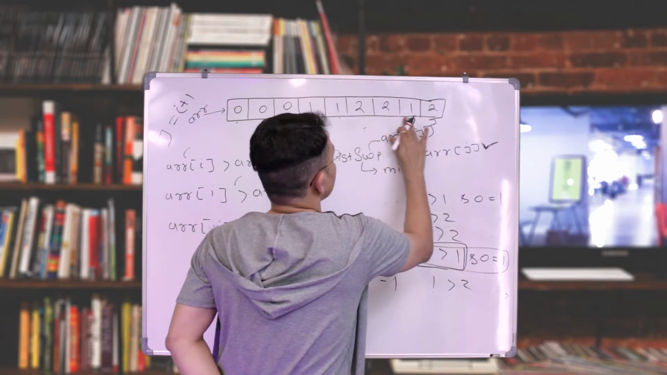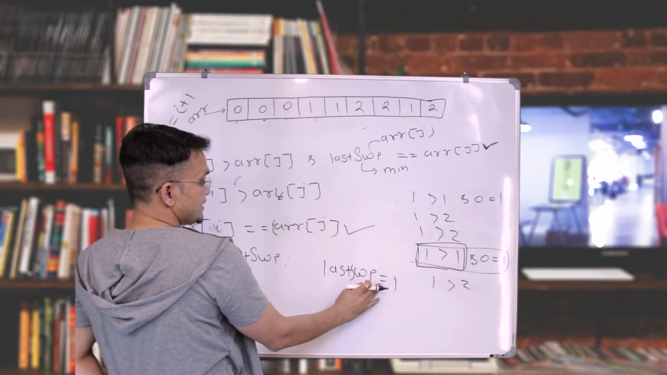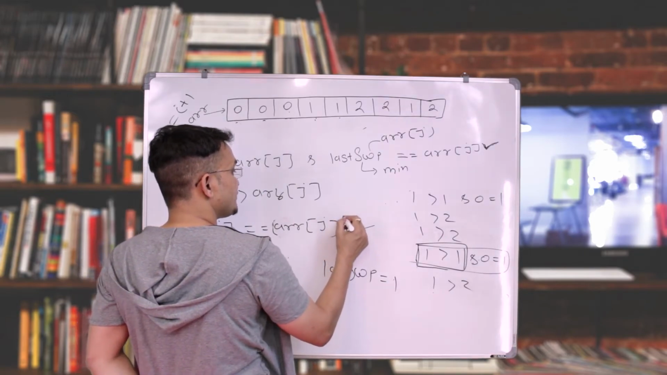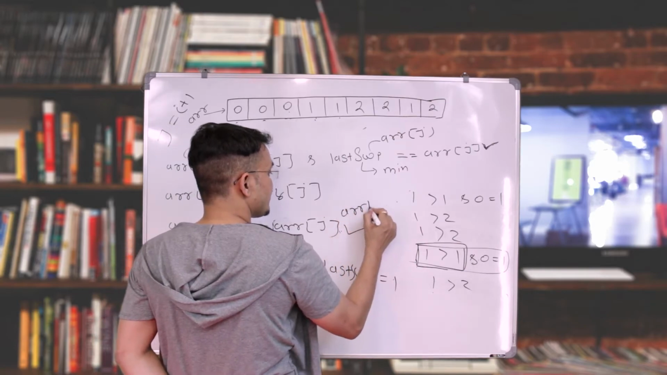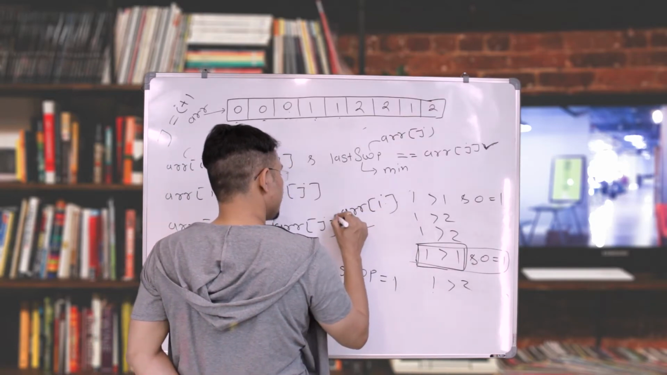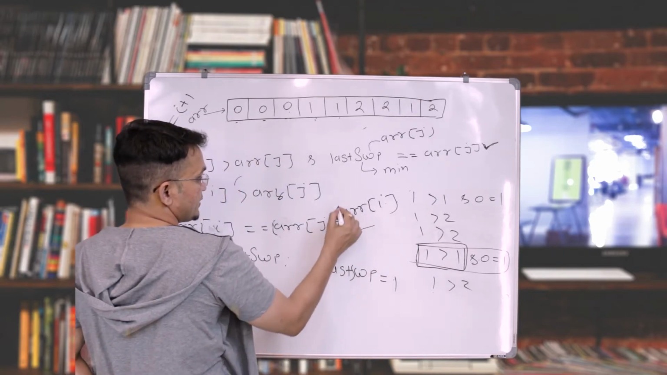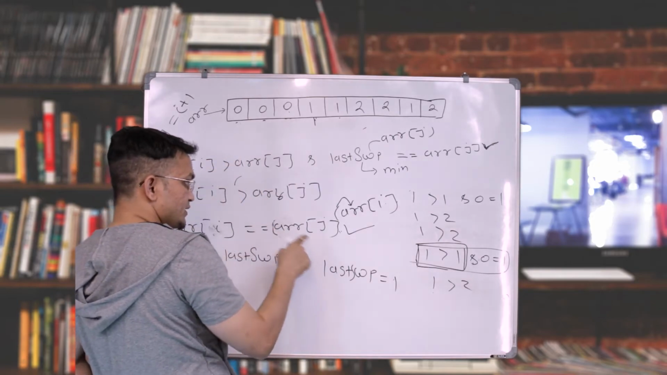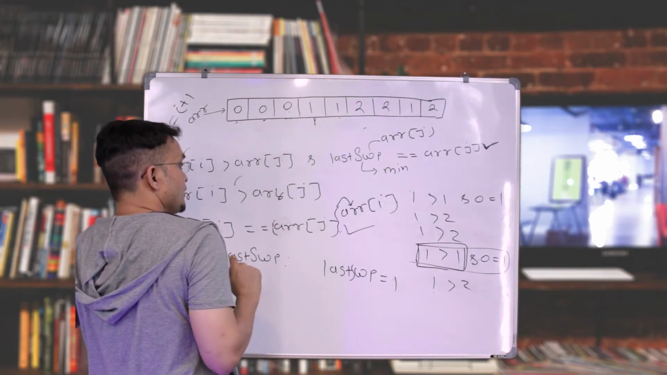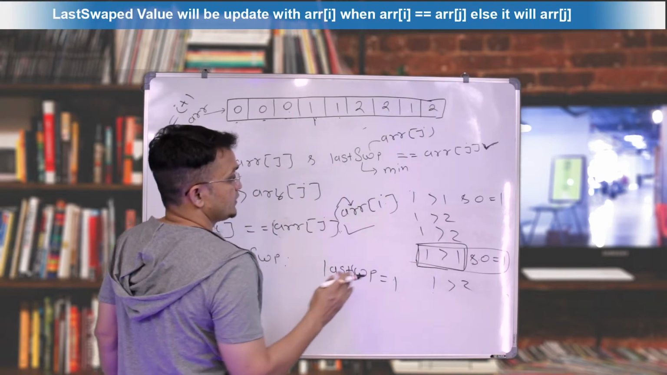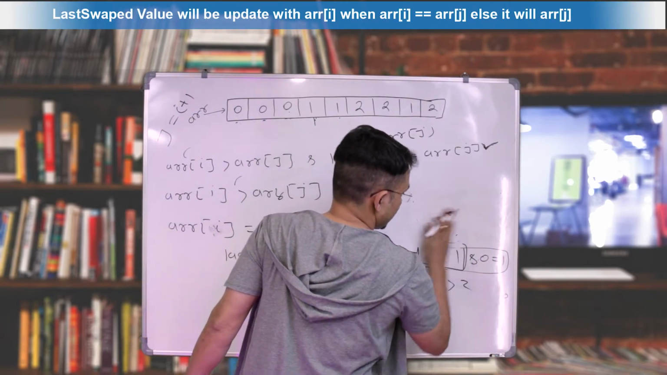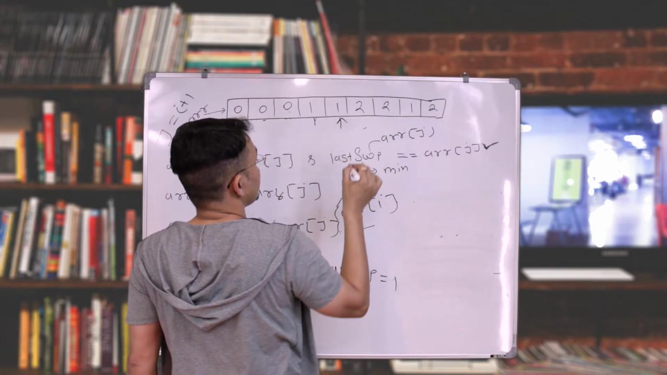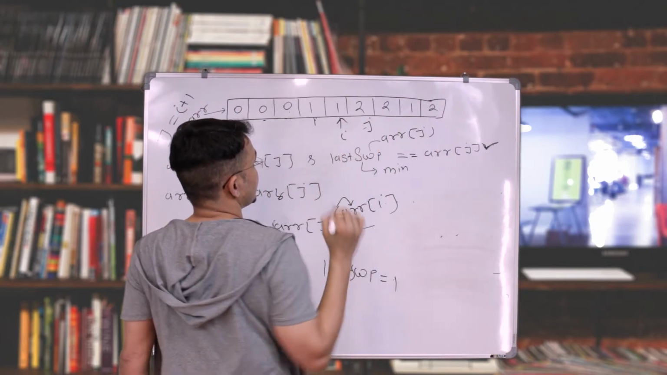Now the last swapped value in this condition will be arr[i]. Okay, so in this condition last swapped value will be this one. Okay, arr[i], whatever i is pointing to, that is nothing but your last swapped value. Okay, now let me go further. So where exactly am I? i is over here, j will be over here, correct?